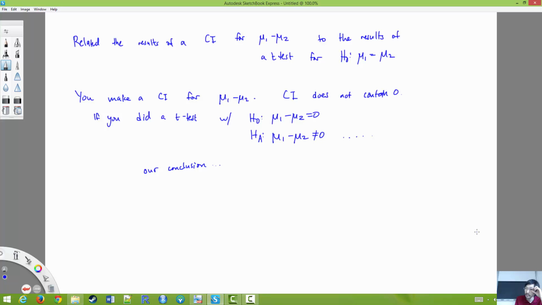If it has 0, there's no difference. So does not contain 0 means there is a difference. So there is evidence for a difference. So that means we would what? Reject, not reject the null? We would reject. So our conclusion is we would reject the null, and we would accept the alternative.